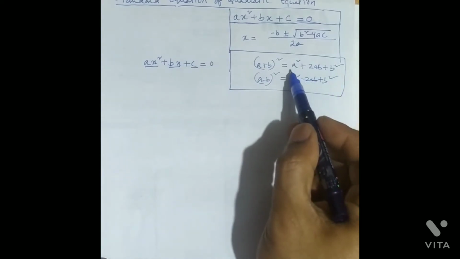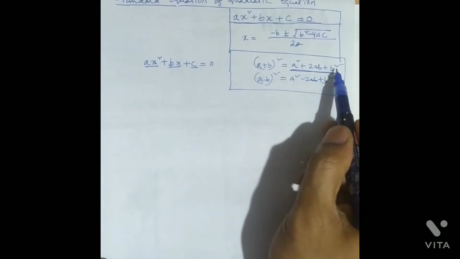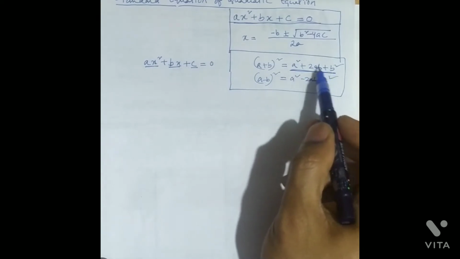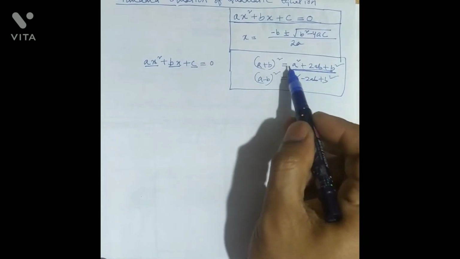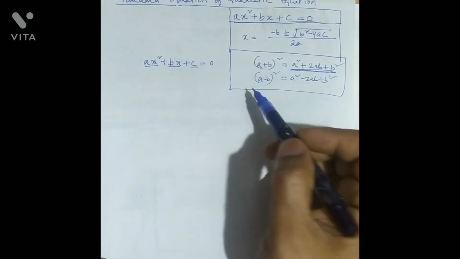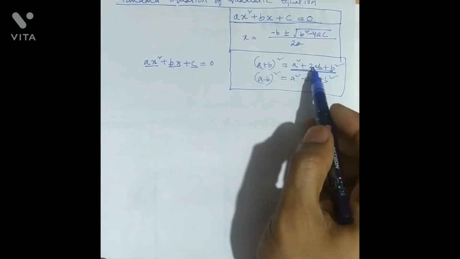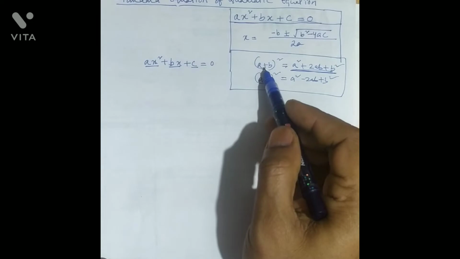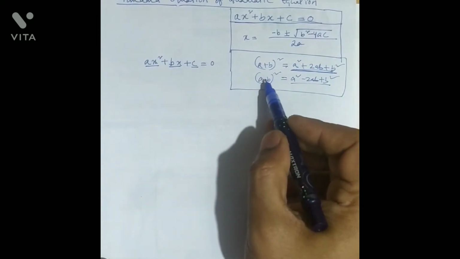If you have this expression, then you can directly write this square. This is equal to this, so this and this are the same. Meaning if it is this, you can write this directly, and if it is this, you can write that directly.